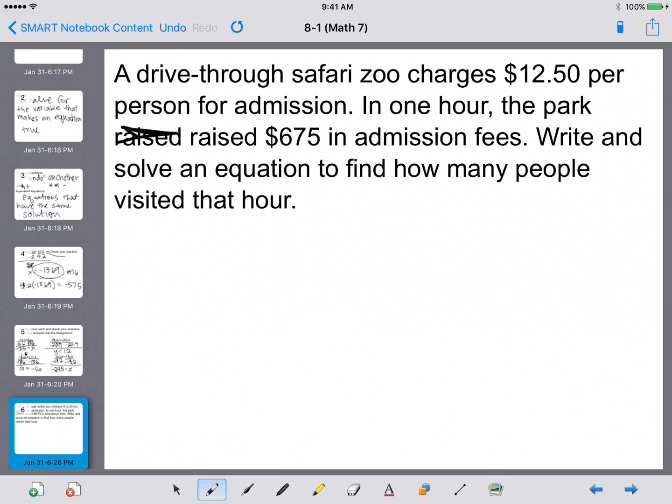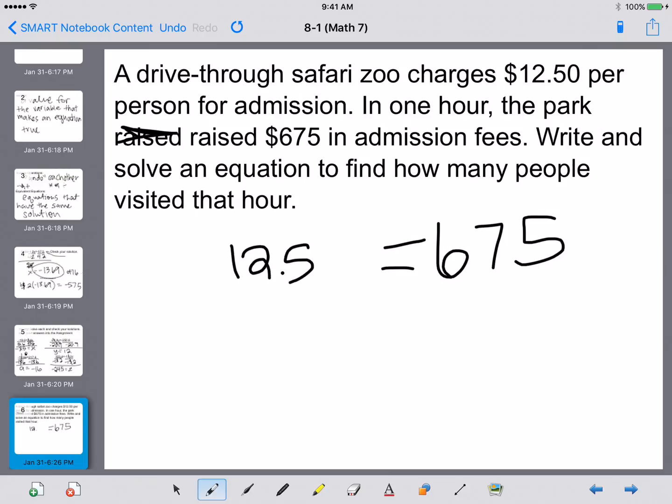So they raised a total of $675. We want to know how many people came to raise that total of $675. If it was $12.50 per person, it would be $12.50 each time someone comes in. So $12.50 for one person, $25 for two people, continuing on. So 12.5 times the amount of people, so 12.5p, will have to equal $675. There we go. We got our first part done of writing an equation.